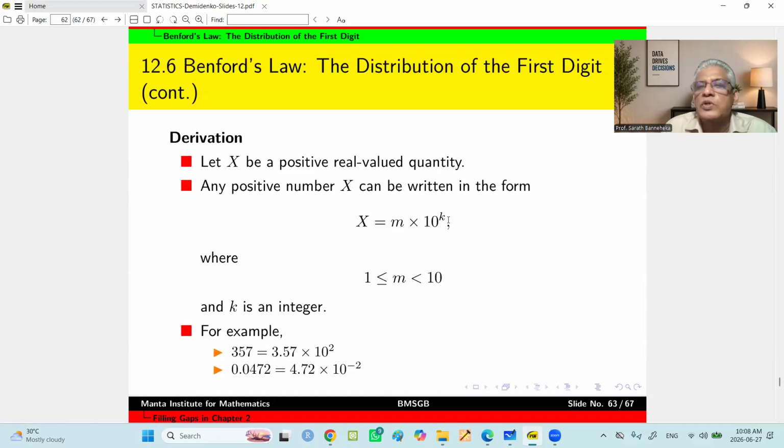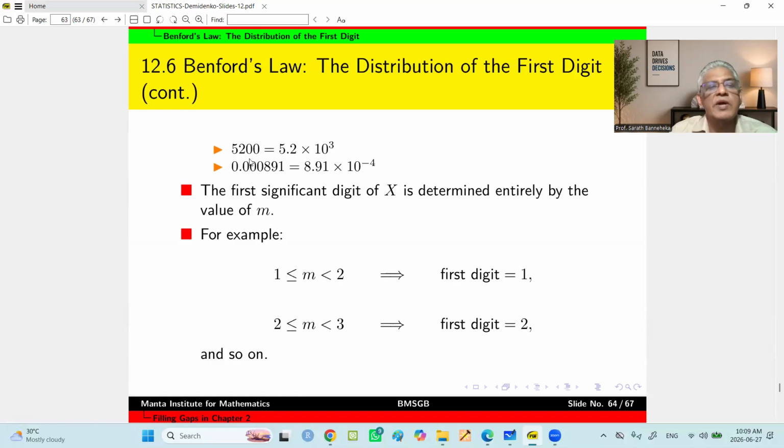You might not see how it becomes like that directly, so I have looked at some examples for you. Try to take any positive real valued number, not necessarily an integer, it can be a decimal number also. If you consider 357, you can write it as 3.57 times 10 to the power 2. In this case, m is 3.57, which is between 1 and 10, and k is 2. If you consider a decimal number like this, you can write it as 4.72 times 10 to the power minus 2. So this m is again a number between 1 and 10. Of course, k can be negative also.